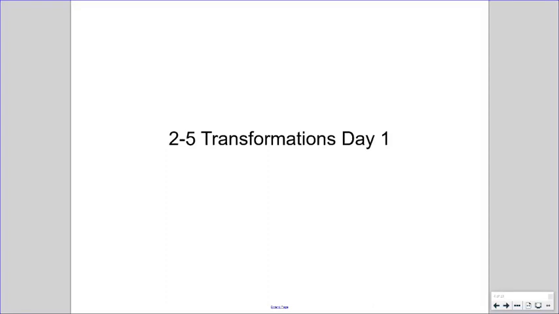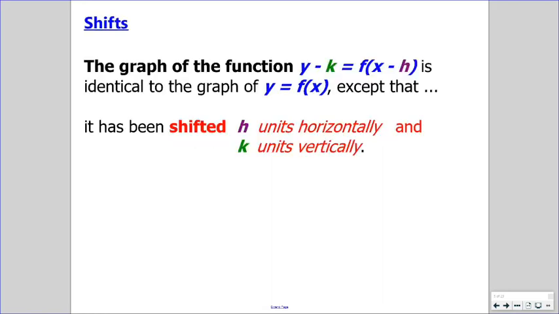This is lecture 2.5, transformations day 1. This should be review from algebra 2, so ideally, nothing is new here. When in doubt, you can always make a t-table when we're graphing the parent functions. The first thing we're going to talk about is shifts.